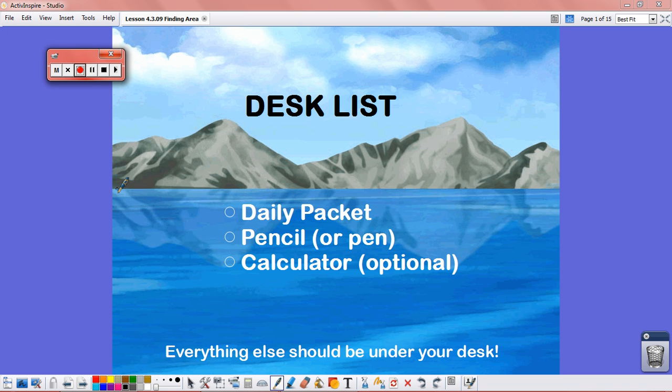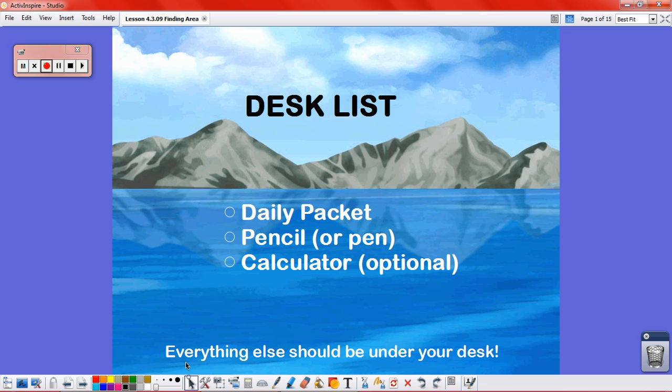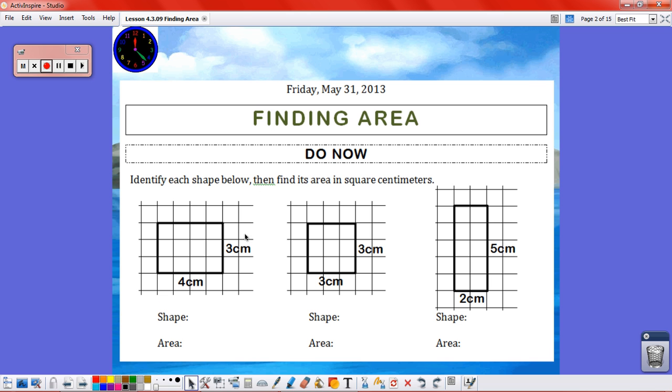Alright, so we're moving on to finding area in our geometry unit. And kids, I've noticed this year, easily forget how to find area, so I'm going to try and help them really remember how it works. So here's your warm-up. This is just basic, find the area of the shape. They're already on a grid, so it's not really very difficult.